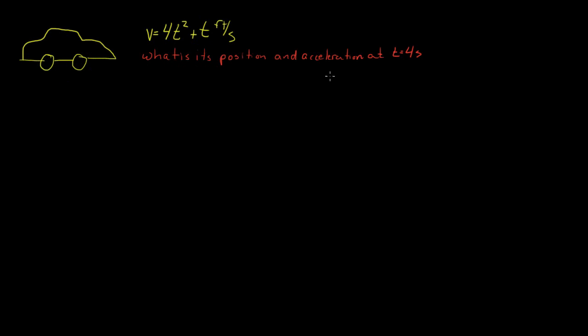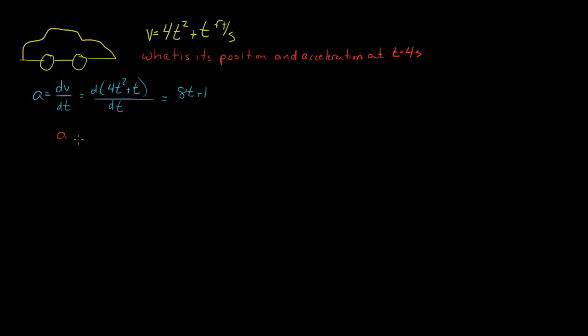Well, let's look at the acceleration first. We know that acceleration is equal to the derivative of velocity with respect to time. We have an expression for velocity, so if we plug that in, we have the derivative of 4t squared plus t with respect to time. We get that acceleration is equal to 8t plus 1. So this becomes our expression for acceleration.